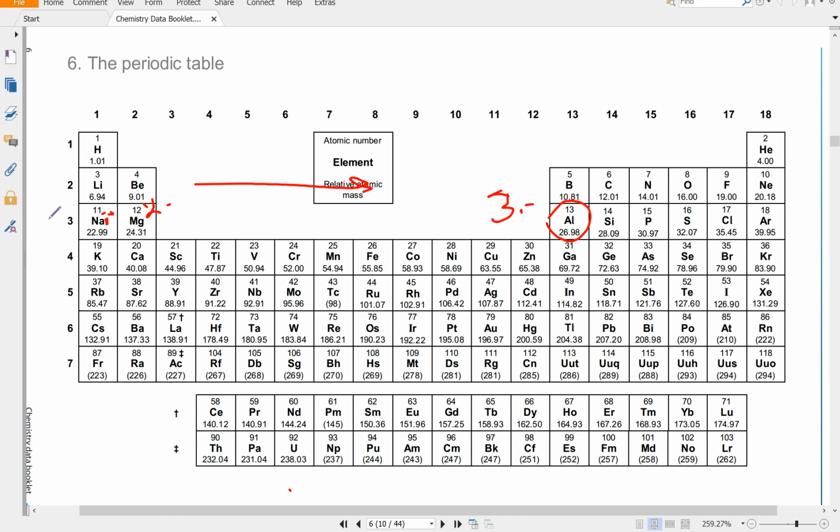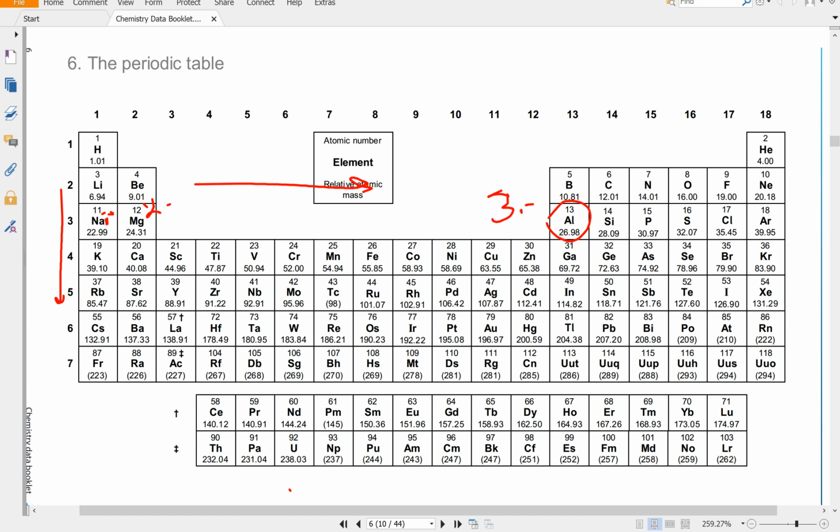But when we are going down the group, for example group 1, the number of delocalized electrons per atom remains the same. Lithium has one valence electron, sodium has one valence electron, and all of the metals in group 1 have one valence electron. So they give one electron per atom to the sea of electrons, and the charge of the metal ion for all of these cases is positive 1: Li plus, Na plus, K plus, Rb plus.